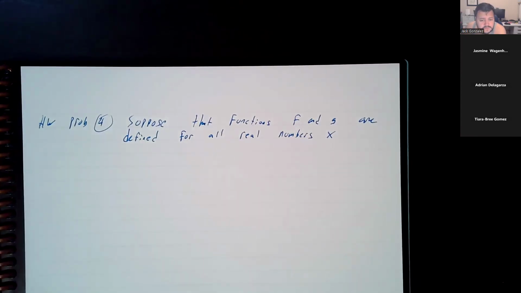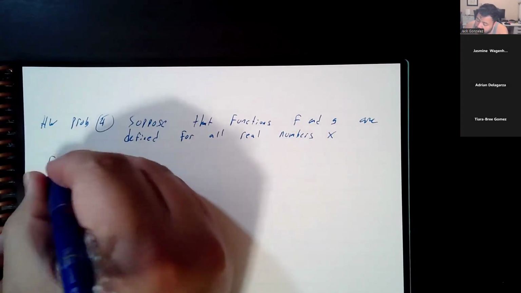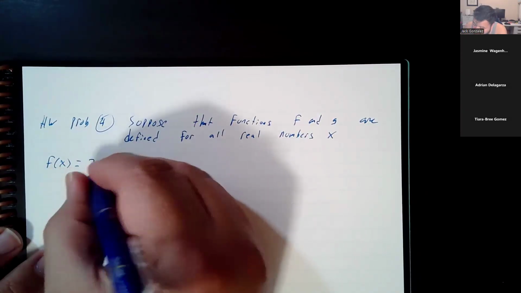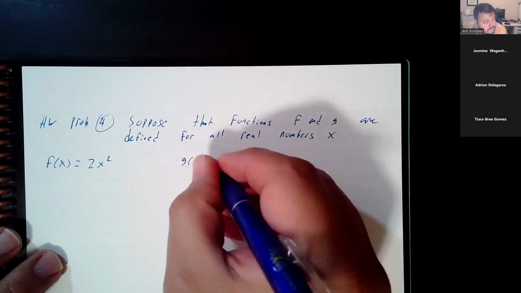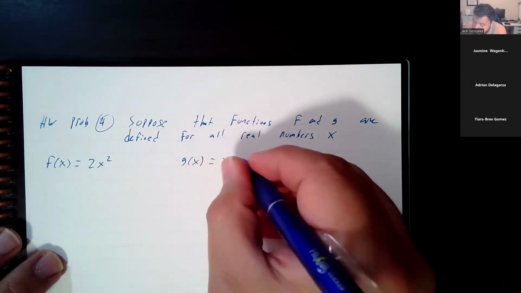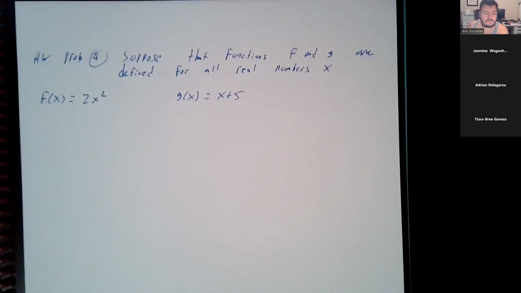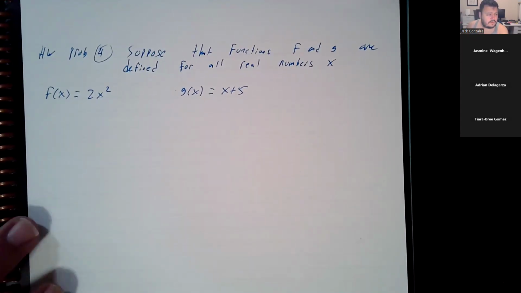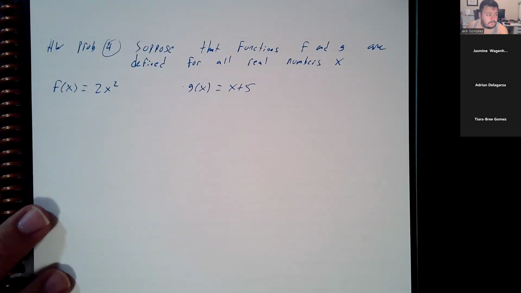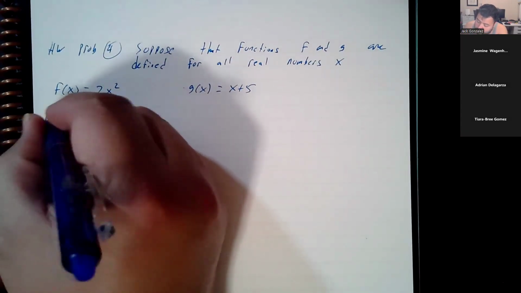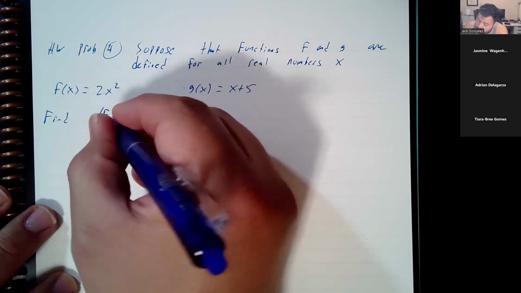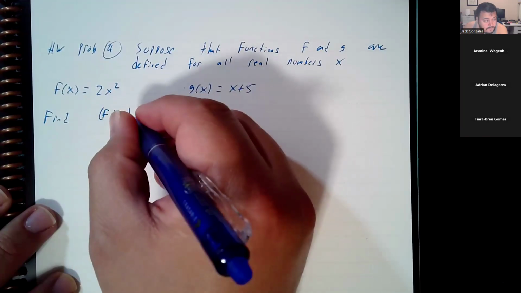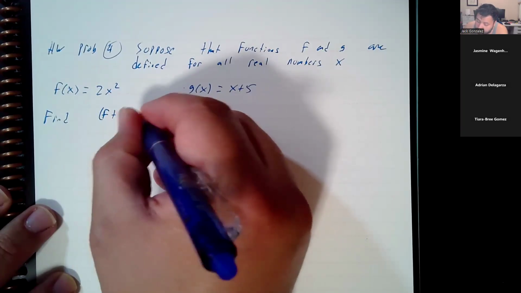All right, so suppose the functions f and g are defined for all real numbers x, and f is 2x squared, g is x plus 5. So here they're going to do a little bit of algebra of functions, but it's not that hard. It's more like, do you understand the notation? So find f plus g of x.